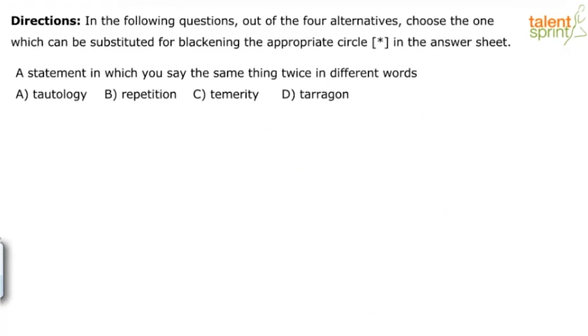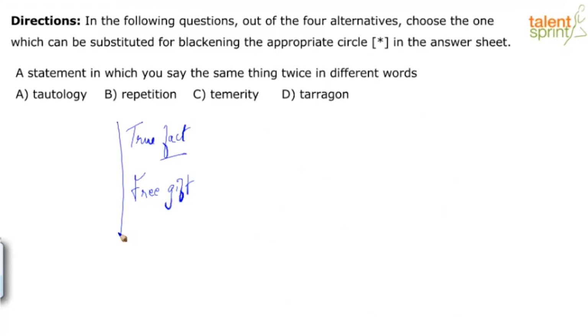But let me give you some examples of tautological expressions. If I say true fact, right? This is a tautological expression. Fact anyway is true, but you're saying the same thing in different words. True fact. Or if you say free gift, right? Gift is free, but when you say free gift, that's a tautological expression. So these are examples of tautology. Are you following? You're saying the same thing twice in different words. Repetition, on the other hand, is saying the same thing again, right? That's repetition, saying the same thing differently. But tautology is slightly different. You're saying it but using different words.